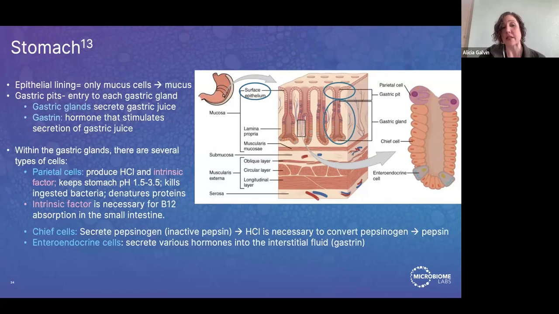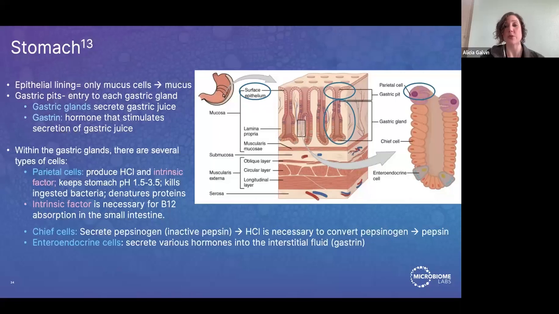And gastrin is the hormone that stimulates that gastric juice. So that's what's stimulating the gastric juice production. Then we have these parietal cells, which are making the stomach acid. They also make intrinsic factor. So it's helping to keep that stomach at a proper pH and helping to kill off the bacteria. And then the intrinsic factor is there to help with the absorption of B12 into the small intestine.